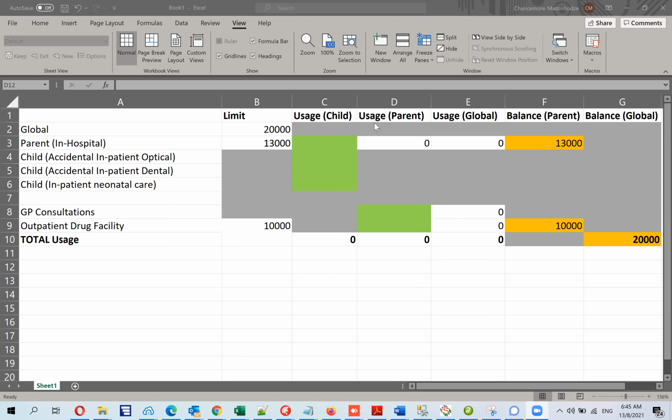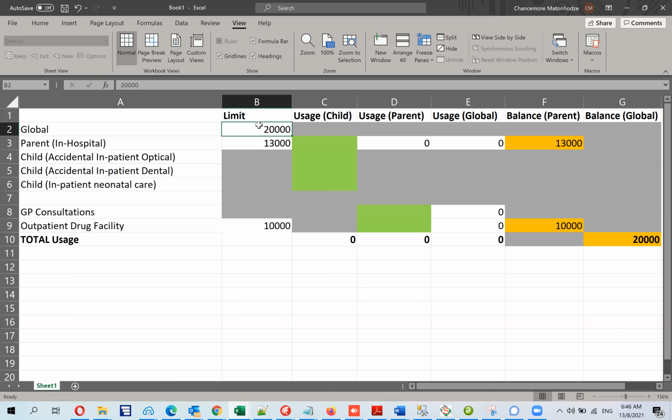So here we go. This is a very simple plan. It is a global limit, and it's got one parent with 3 child benefits, and then it's got 2 standalone benefits. One of the standalone benefits has no limit. One of the standalone benefits has a limit. So it's important to understand that while this 10,000 is a limit and 13,000 is a limit, it doesn't mean that 13 plus 10 must add to the global limit. No, the math doesn't work that way.